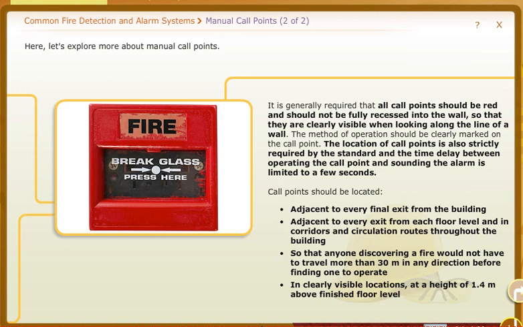Call points should be located adjacent to every final exit from the building, adjacent to every exit from each floor level, and in corridors and circulation routes throughout the building, so that anyone discovering a fire would not have to travel more than 30 meters in any direction before finding one to operate. In clearly visible locations, at a height of 1.4 meters above finished floor level.